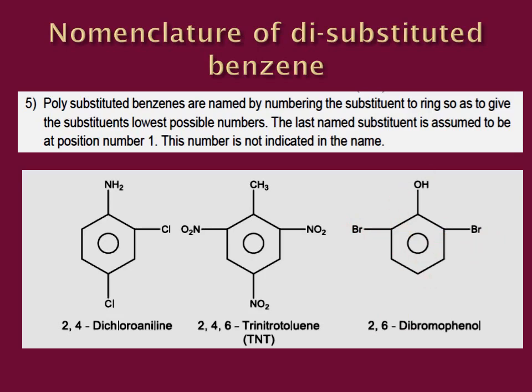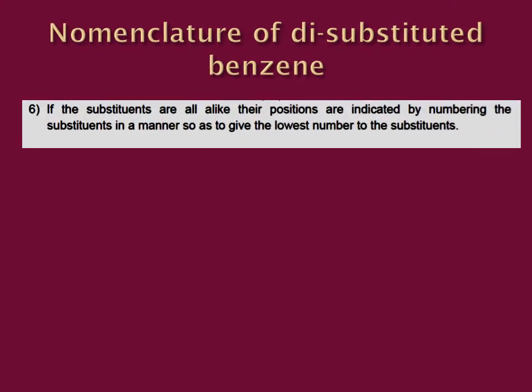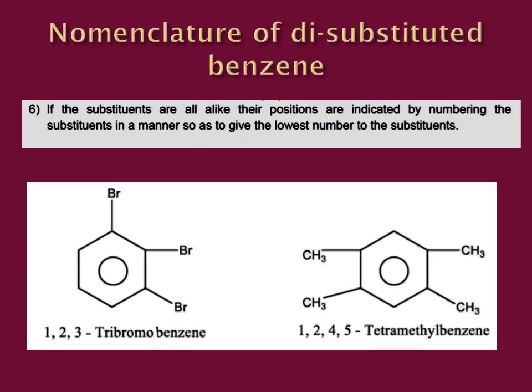Students, another rule is if the substituents are all alike, their positions are indicated by numbering the substituents in a manner so as to give the lowest number to the substituents. Now look at the first example. We are having 3 bromine atoms. Now we are going to number it in such a way as to give the lowest possible numbers.